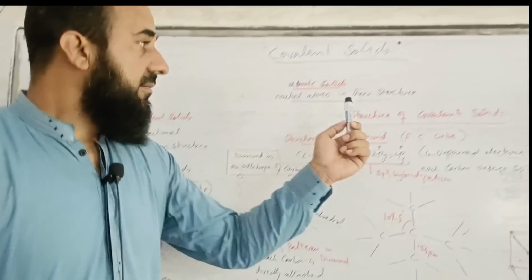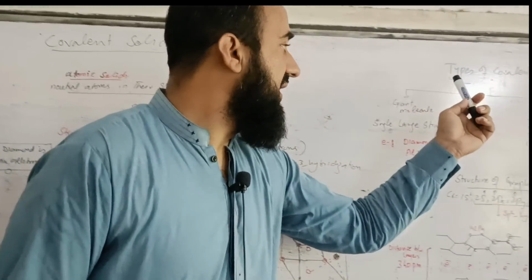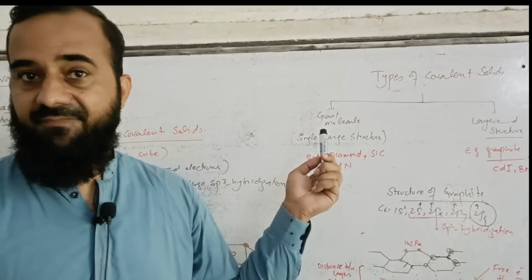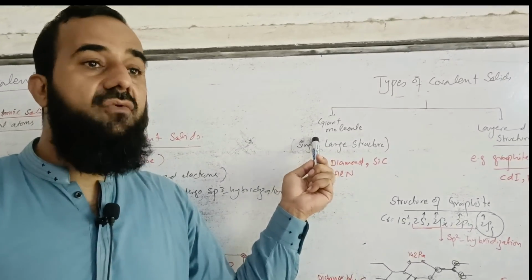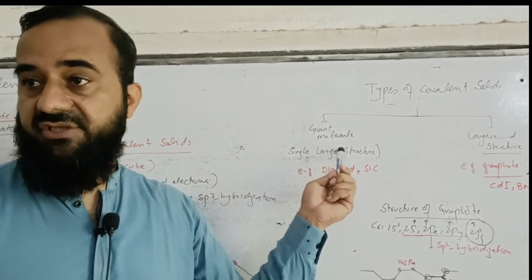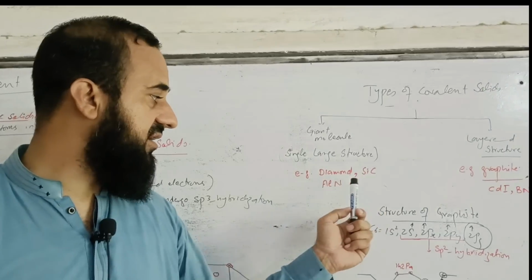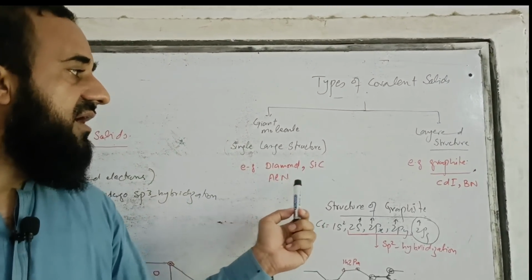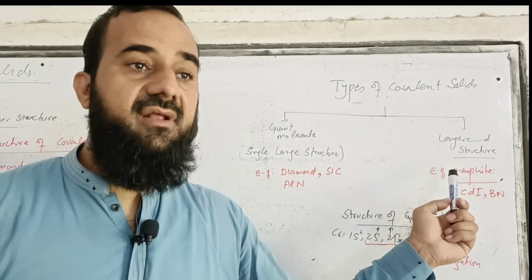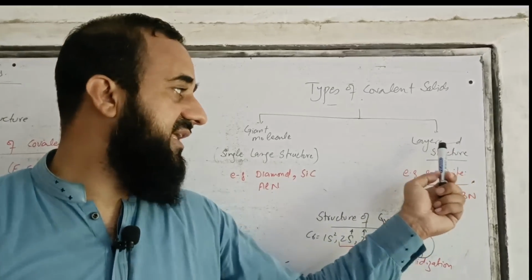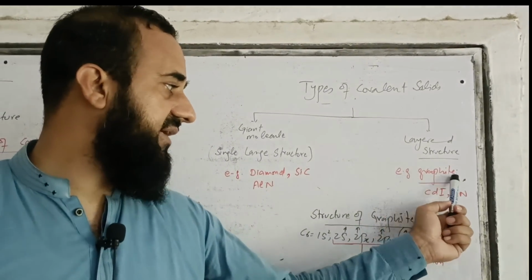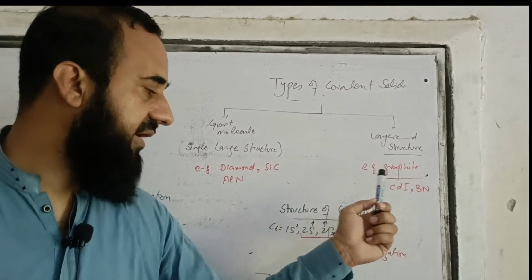Before discussing the structure, let us discuss the types of covalent solids. There are two types of covalent solids. In one type, the atoms combine to form a large giant structure, for example diamond, silicon carbide, and aluminum nitride. While if the atoms combine to form lattices or layers, then this type is called a layered structure, for example graphite, cadmium iodide, and boron nitride.